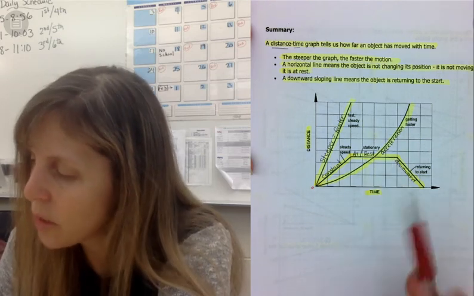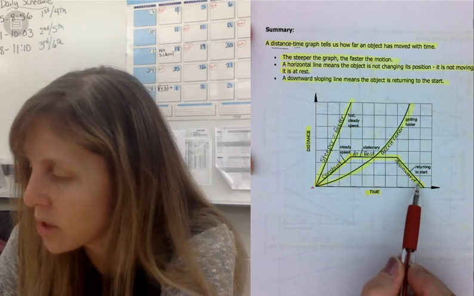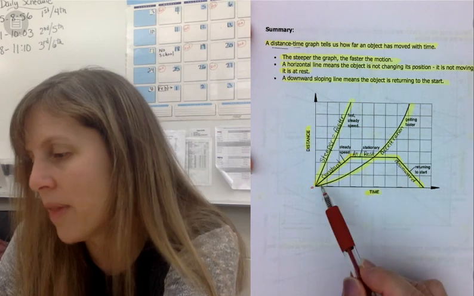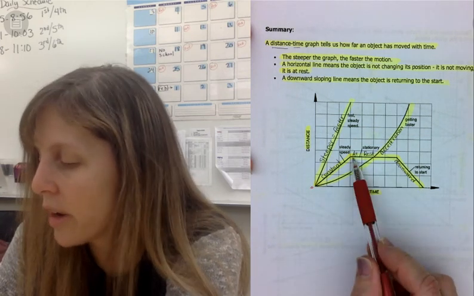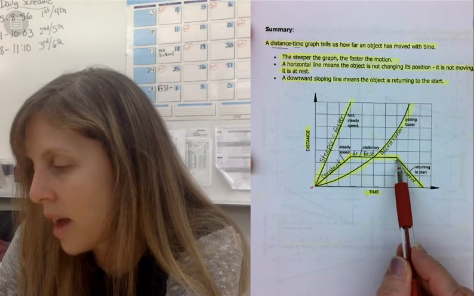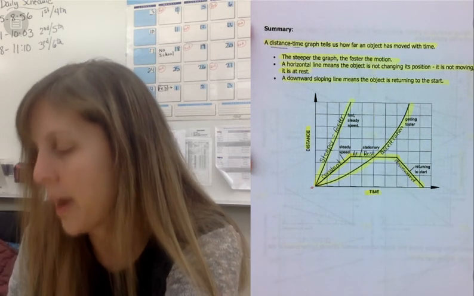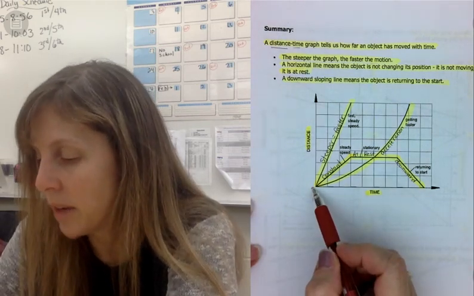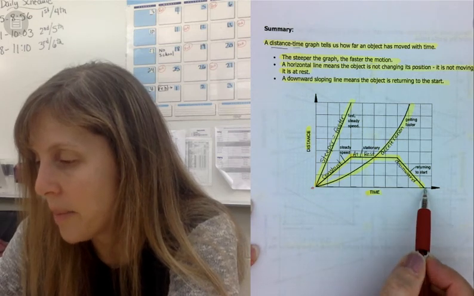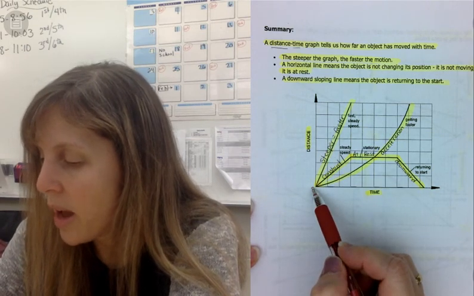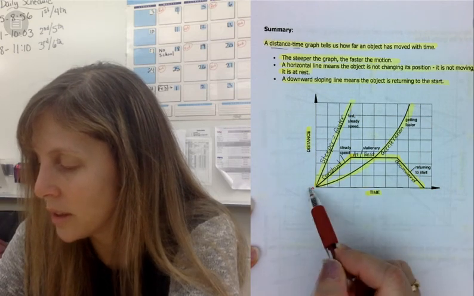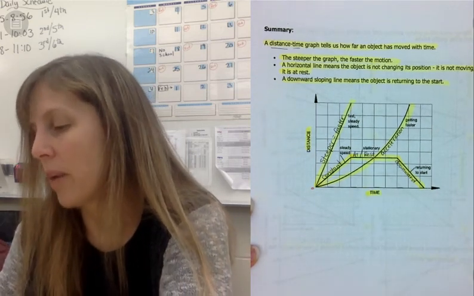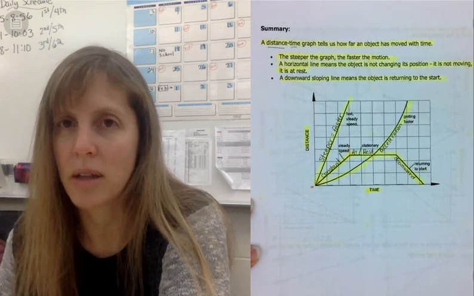And a downward sloping line means the object is returning to start. This is new. You might think that this is like, oh, it's starting and then it's finishing. It's actually starting, resting, and coming back to start, okay? Because here's start, 0, and here's time, and here's distance. So it goes a distance, and then it comes back to no distance, right? So that's how that works. Now let's have a look at some examples and try a couple of these together.